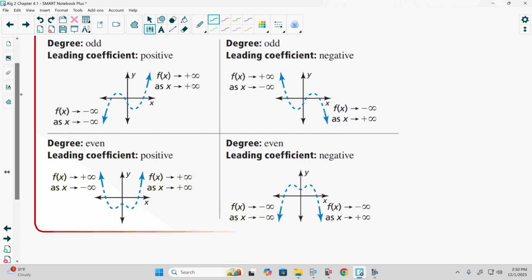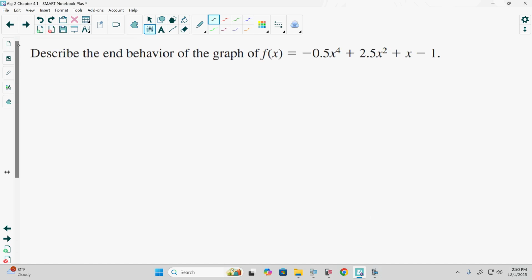Now, it does seem like there's a lot going on here, but it gives us an idea. If we understand end behavior and how the graph should look, it tells us what we should expect to find. So we have all this here. So let's look at this first one here.